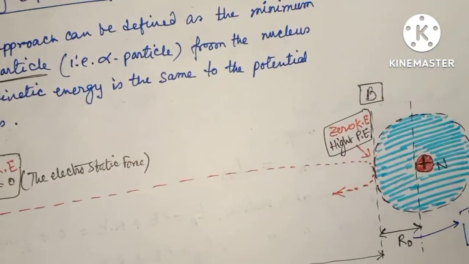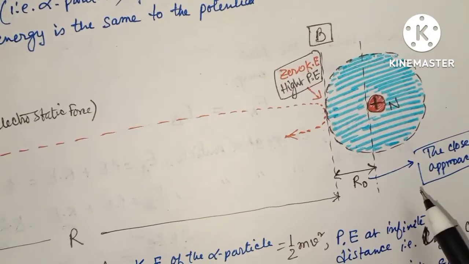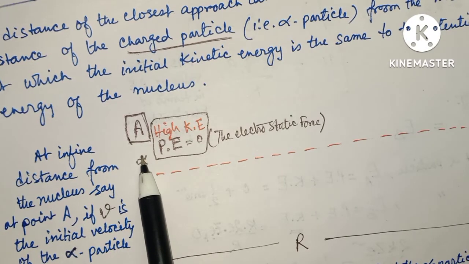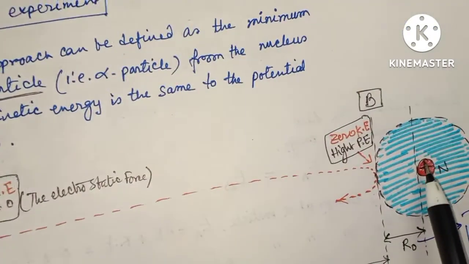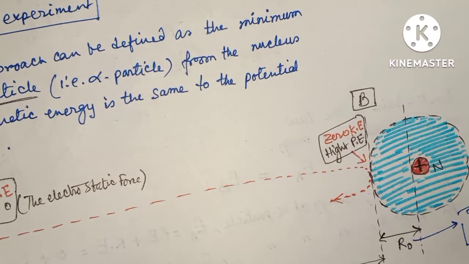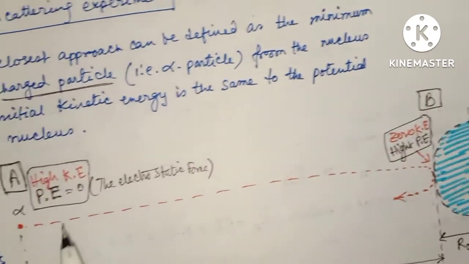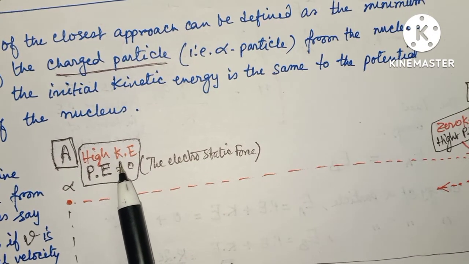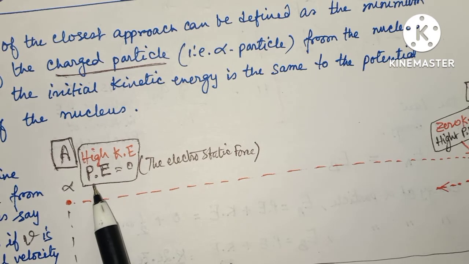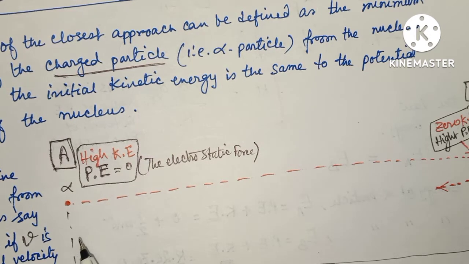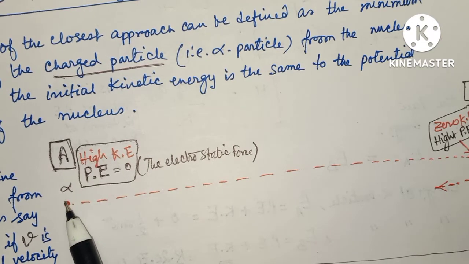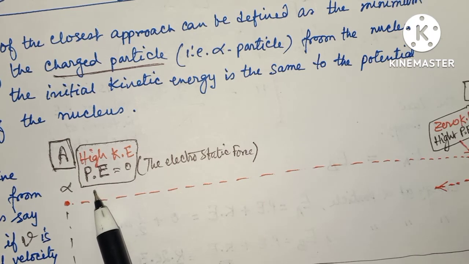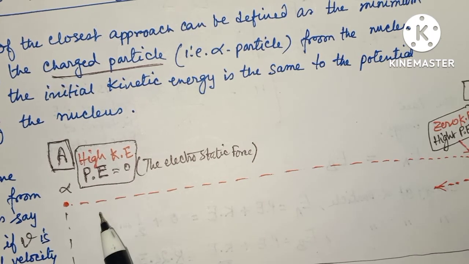If I show you the picture, here is the point A at infinite distance from the nucleus. At point A, the alpha particle has high kinetic energy, but its potential energy is equal to 0 because it is situated at point A.